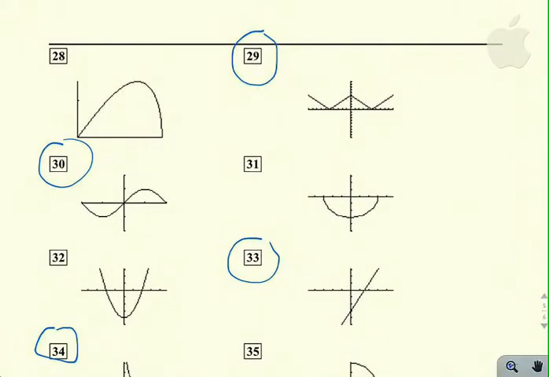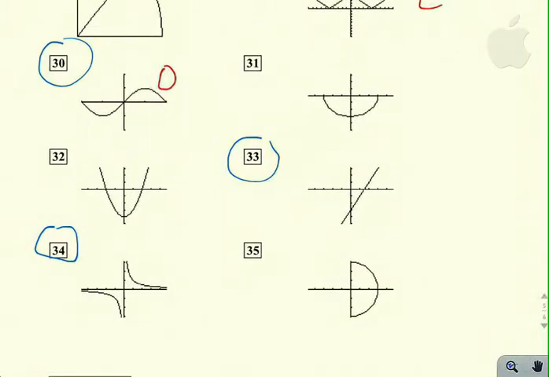29 is even, because it's symmetric to the y-axis. 30 is odd, because it's symmetric to the origin. 33 is neither, because it's not symmetric to the y-axis nor the origin. 34 is odd, because it's symmetric to the origin.